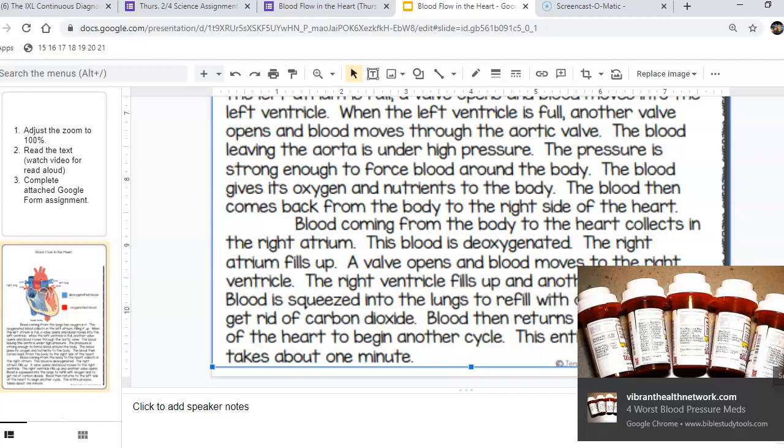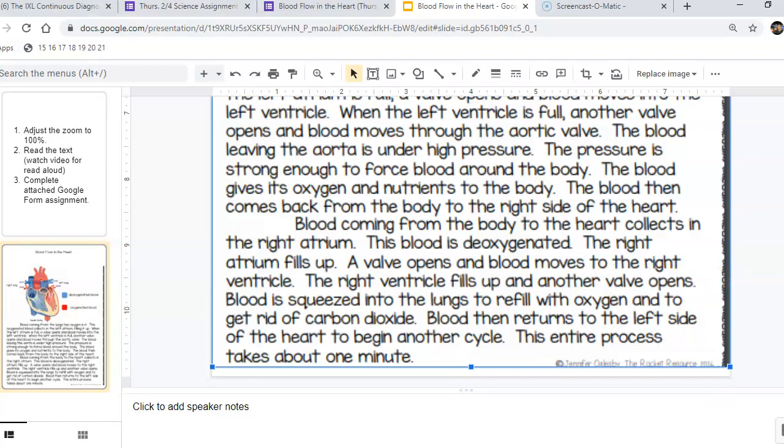Look, I got an advertisement for blood pressure medication. That's great. I don't even need that. How appropriate. We're talking about blood.